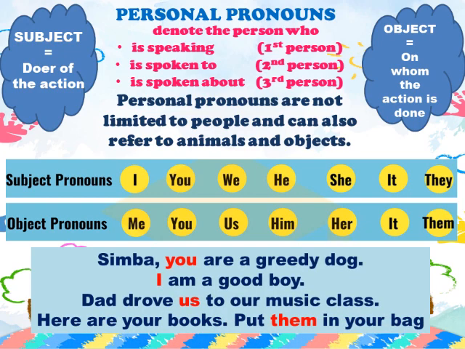For better clarity, let's do a few examples. Simba, you are a greedy dog. I am a good boy. In these two sentences, you and I are subject personal pronouns. Chat drove us to our music class. Here are your books. Put them in your bag. In these two examples, us and them are personal object pronouns.